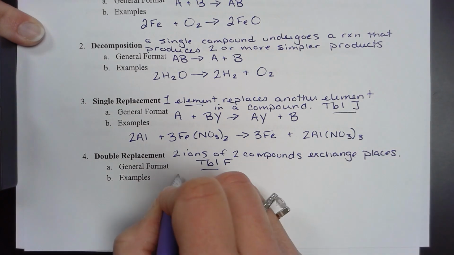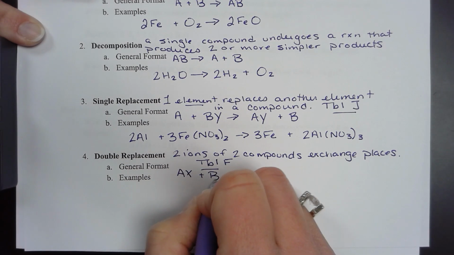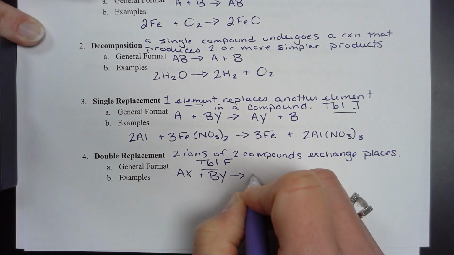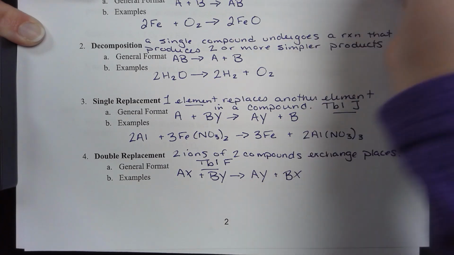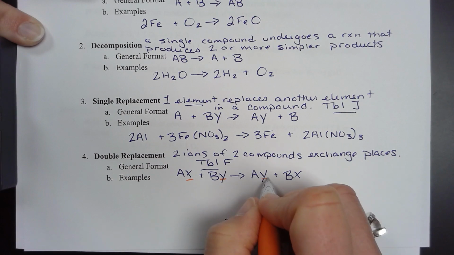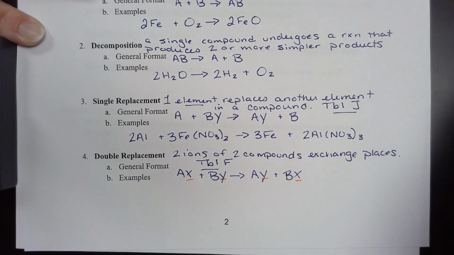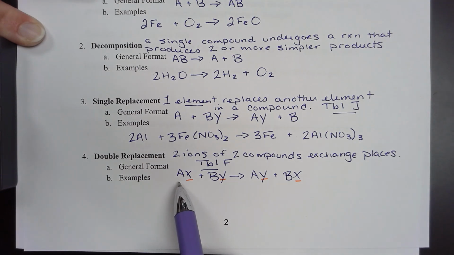Our general formula is AX plus BY yields AY plus BX. Notice how in this case our X and our Y changed places. Sometimes it will be the A and the B. It does not matter what order we write them in, as in I could have written BY plus AX or AX plus BY. It has to do more with what it's bonded to.